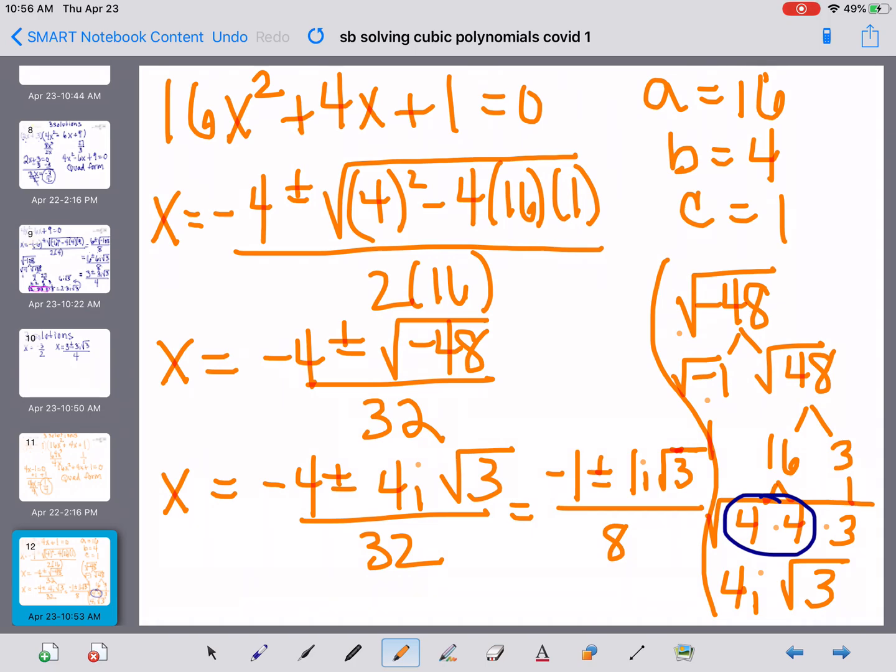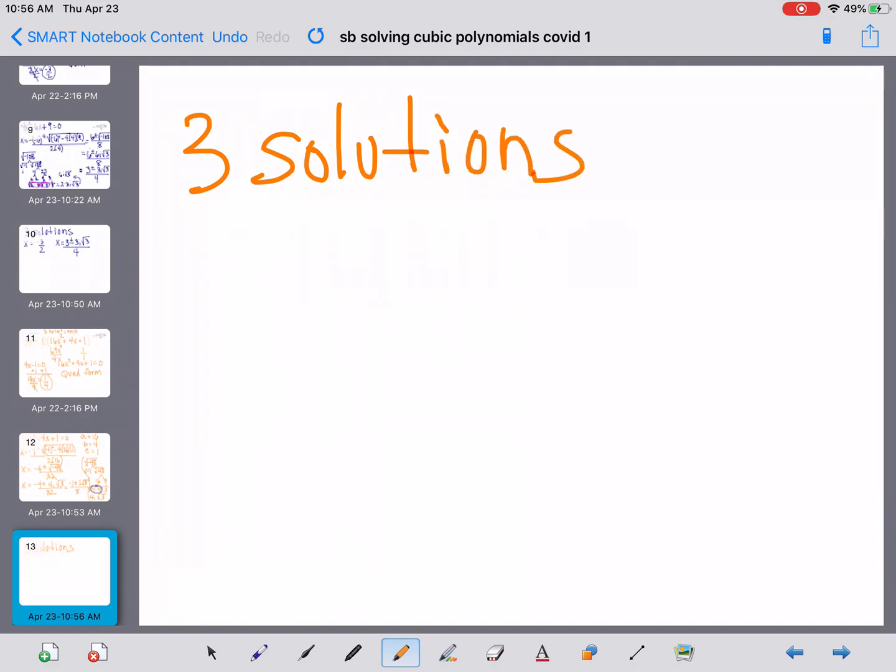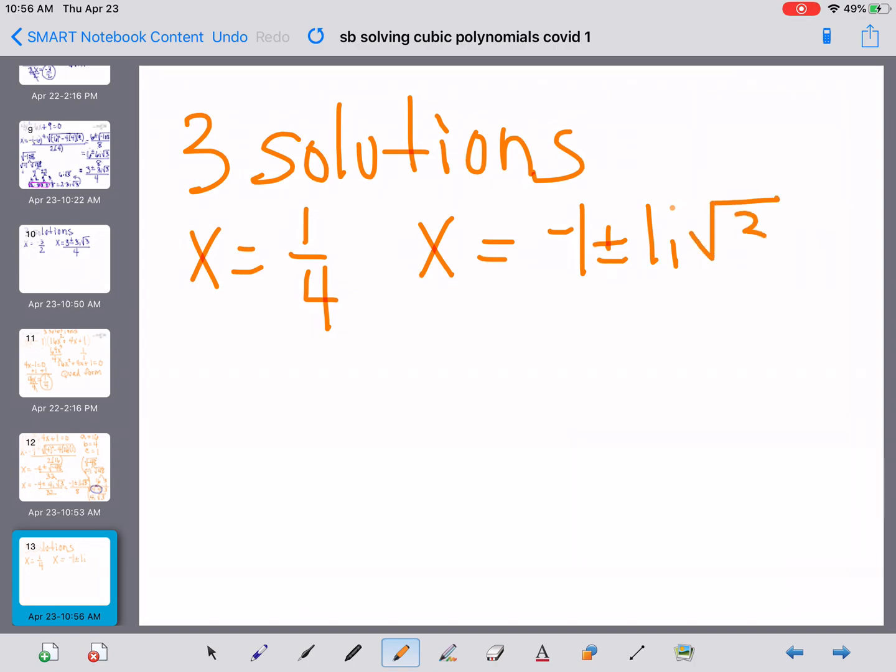And as we finish here, then what are our 3 solutions? Our 3 solutions, the first one we came up with is that x equals 1/4. And then our next 2 solutions were the negative 1 plus or minus 1i square root of 3 over 8.